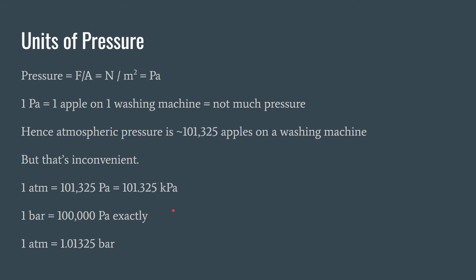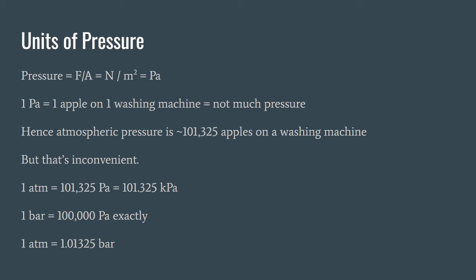So the unit of pressure is the Pascal. 1 Pascal is 1 Newton per square meter. Okay, pressure is force over area. So the force of some object, or in this case fluid, pushing down on whatever area you're talking about. The unit of force is the Newton, as we've already discussed. The unit of area is the square meter.